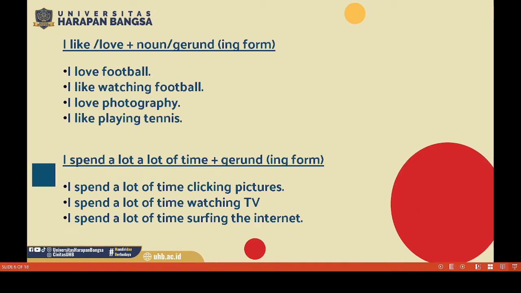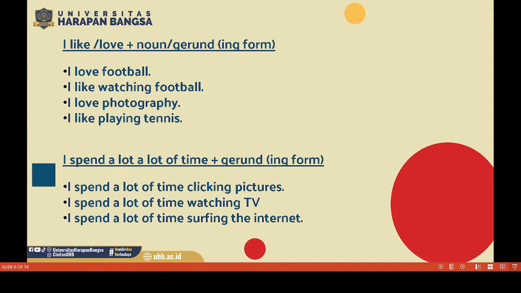Jadi kalau ada orang menanyakan, what is your hobby? Atau what sort of hobby do you like? You can answer, I like or I love, and then plus noun or gerund. So noun is kata benda, while gerund is the verb ing form. Okay, so I like or love plus noun / gerund, itu bisa dipilih. If you guys want to choose using noun, then it's okay.